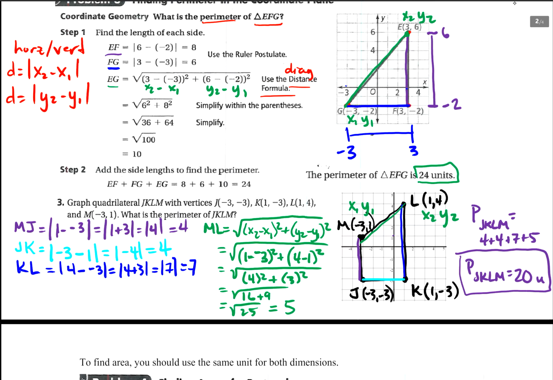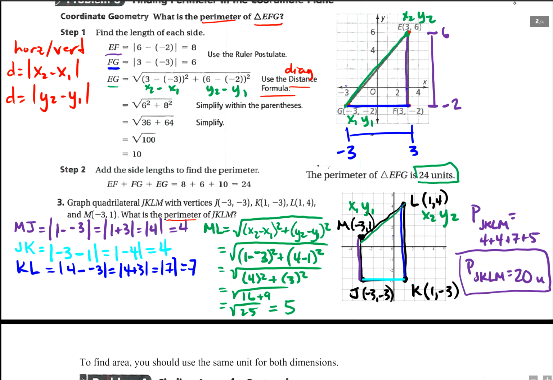Alright, we were told to graph the quadrilateral JKLM. We were given its vertices, so I graphed all my vertices, I connected them, I now have a quadrilateral. We want to know the perimeter, so I need the length of all of the sides. So the first thing I did was identify vertical and horizontal sides because I know that they are the easy ones, since I'm just using the absolute value of the difference.